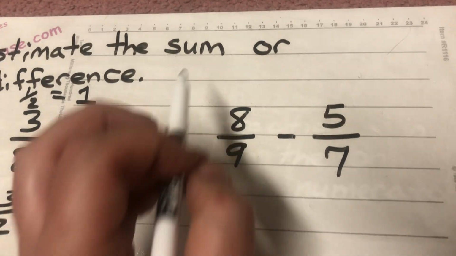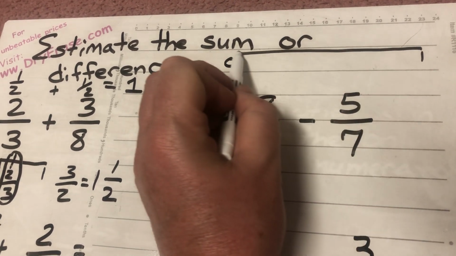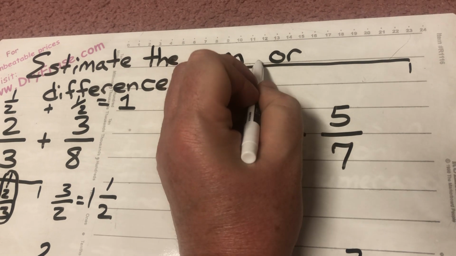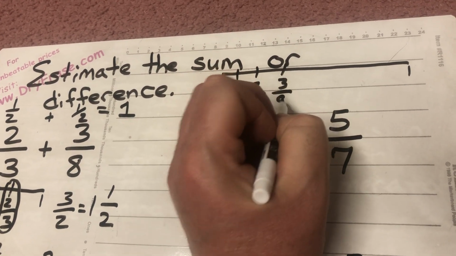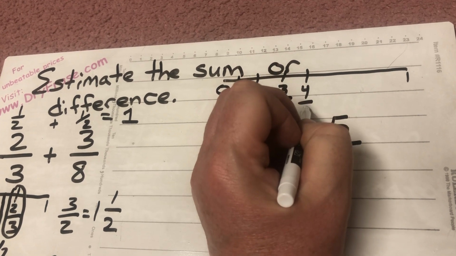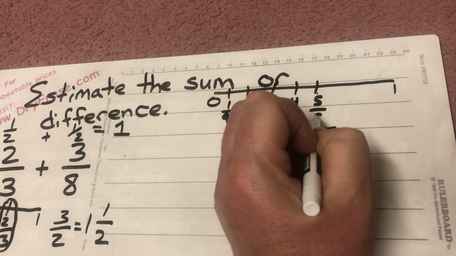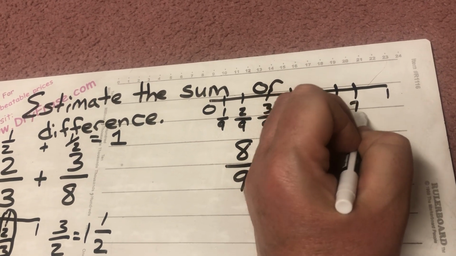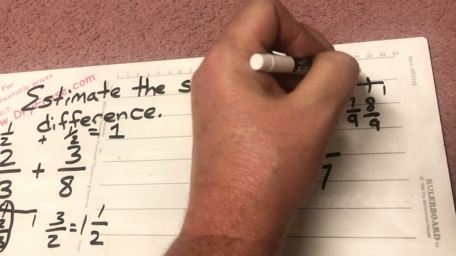8/9. If I'm thinking about a number line, starts with 0, ends with 1. All right, and here we go. 1/9, 2/9, 3/9, 4/9, 5/9, 6/9, 7/9, 8/9. That's the fraction in question.